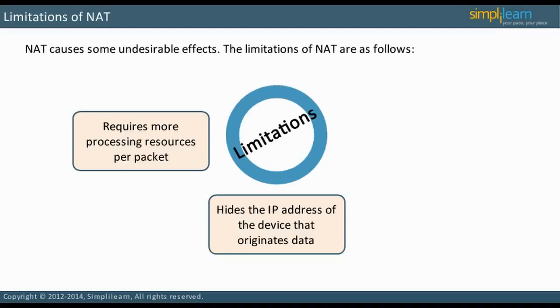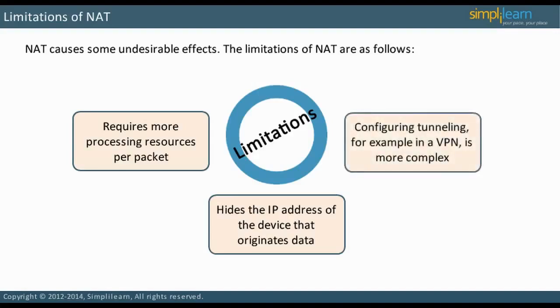This is an advantage when hiding an address from someone outside the LAN. It provides better security. However, it also is a disadvantage. For a network administrator, the lack of traceability makes it harder to troubleshoot. Some applications rely on end-to-end traceability to work properly. Configuring tunneling, for example, in a virtual private network (VPN) is more complex with NAT.